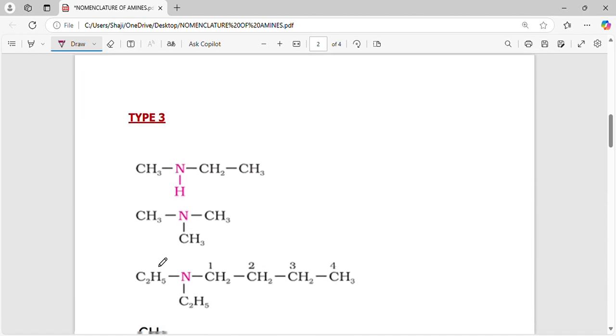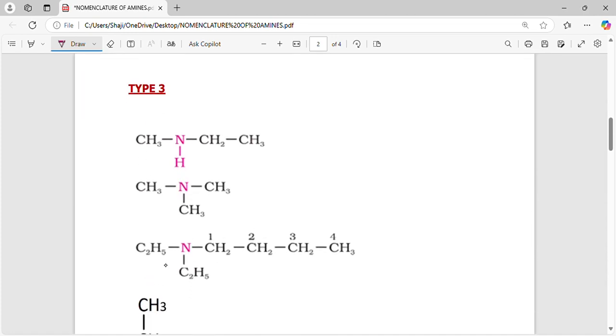Let's discuss type 3. Type 3 is the one in which nitrogen comes in between the carbon chain. Normally nitrogen comes as a branch on a carbon chain, but here nitrogen comes in between the carbon chain, so we have to split the carbon chain into two different groups. One comes as a branch, one comes as the main chain. The main chain is the one which has the greater number of carbon atoms. The right side has two carbons and the left side has only one carbon, so the right side is the main carbon chain and the left side is a branch.